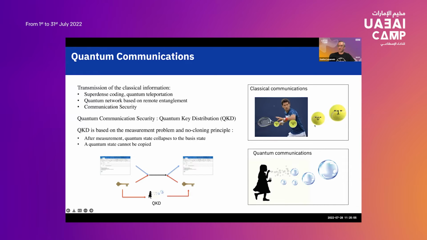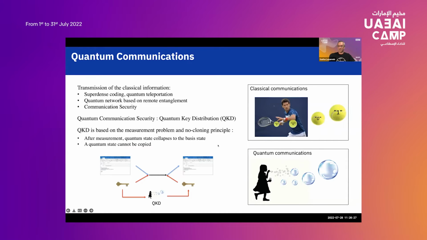The tennis players, if it is done fast enough, will not realize that there is any delay, that somebody is reading all these messages. But with soap bubbles, that's not possible. If you capture one, it disappears. And the final recipient of these soap bubbles will see that they are no longer there. So any intrusion into the communications between the sender and the recipient is immediately discovered.